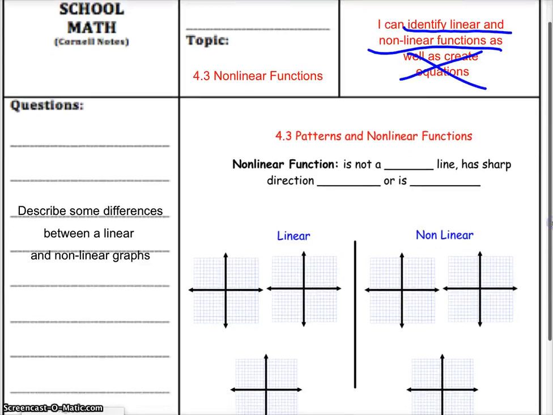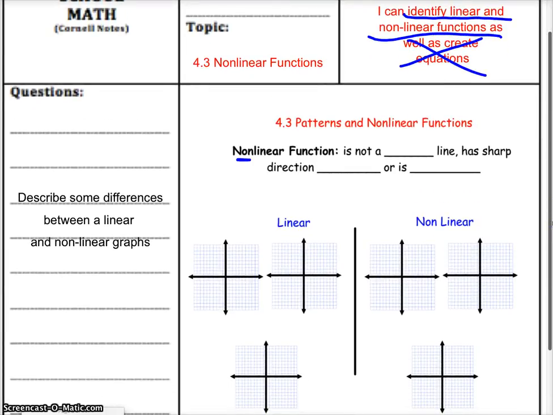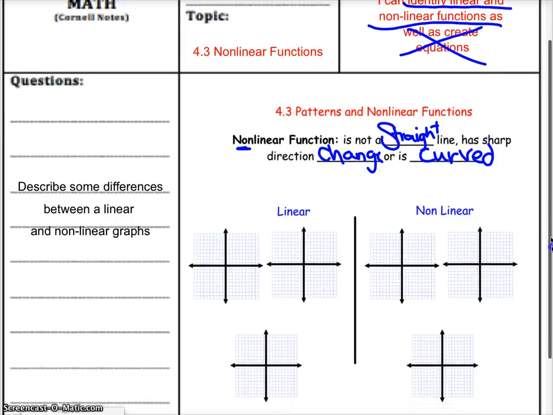So you need to know what I mean by nonlinear. Non means like no line. Okay? It is not a straight line. It has a sharp direction change, or is curved. I bet I meant curved. So it's not a straight line. Not a straight line means that you're either changing directions quickly or you're all curvy all over the place, right? You're curving around. So not a straight line, has a sharp direction change, or it's curved.